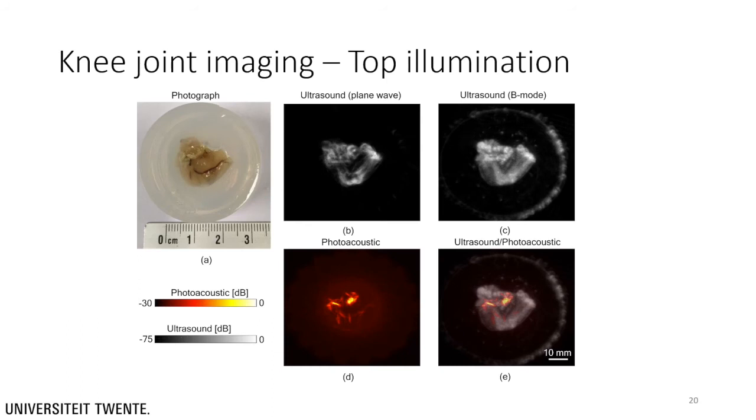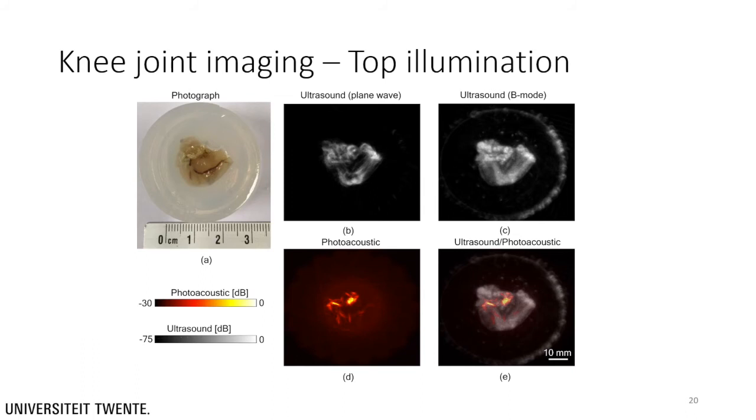This is an example of tomographic imaging using top illumination. Here we imaged a mouse knee. First, have a look at the ultrasound images here. Figure B was obtained using plane wave ultrasound, and figure C here was taken by conventional line-by-line ultrasound imaging. In both cases, a tomographic image was obtained using spatial compounding of B-scan images from 18 angular views.